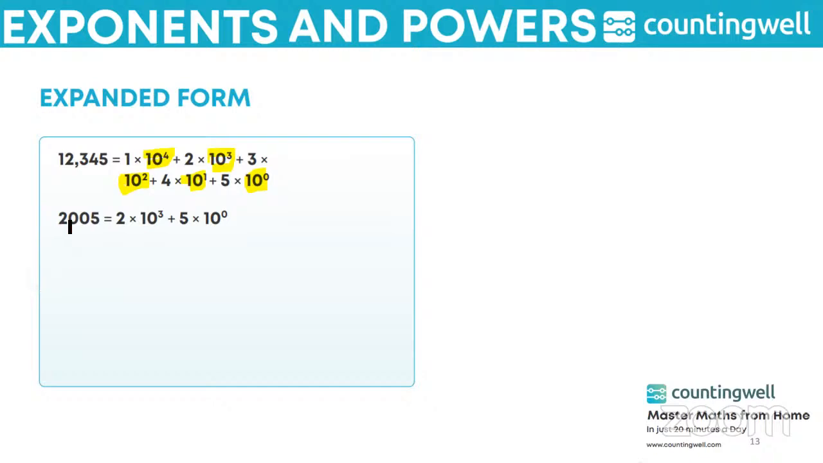Similarly, 2005 can be written as 2 into 10 raised to 3 plus 5 into 10 raised to 0. Because the place value of 2 here is 2000, place value of 5 is 5. And we are writing 1000 as 10 to the power 3 and 1 as 10 to the power 0.